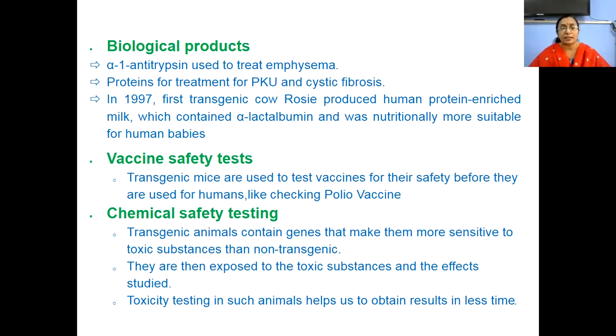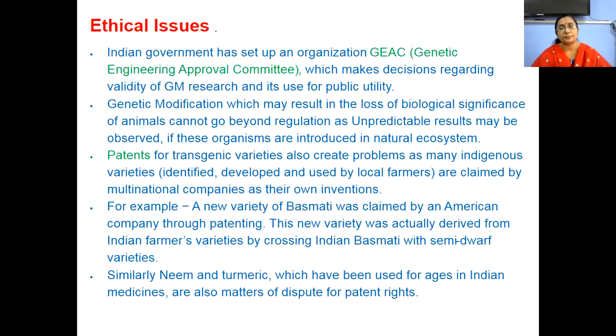The same way, chemical safety testing for drugs, toxic substances and some drugs. Again, we introduce our genes into transgenic animals, make them more sensitive, and then we test them for the different types of chemicals and toxic substances. Okay, so that will also give us results.